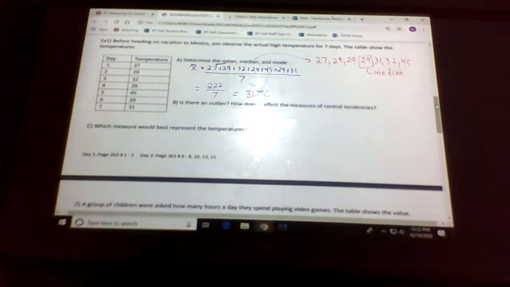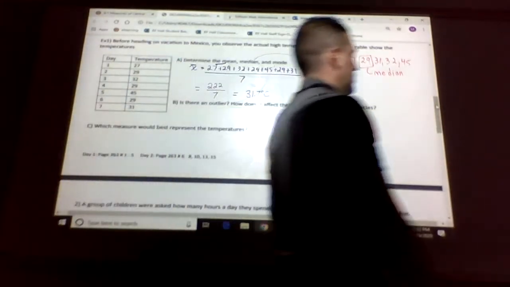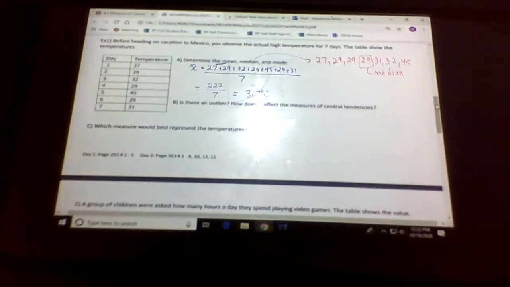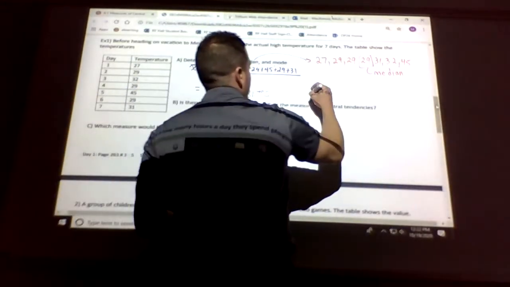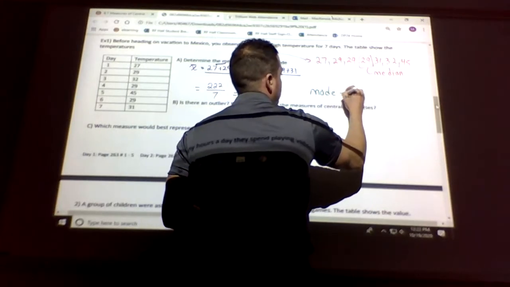And lastly is our mode. Our mode is the most frequent number. So in this case, 29 is our mode, because it appears 3 times.